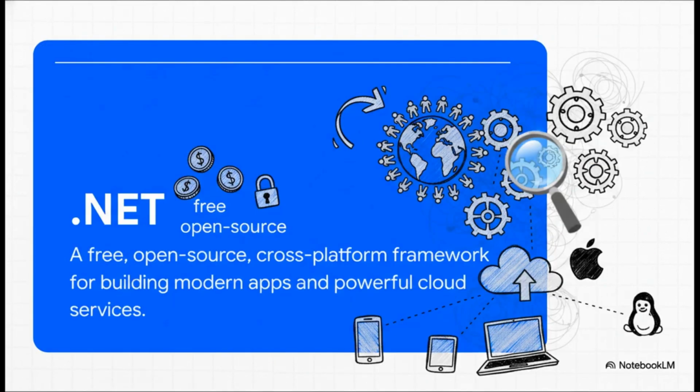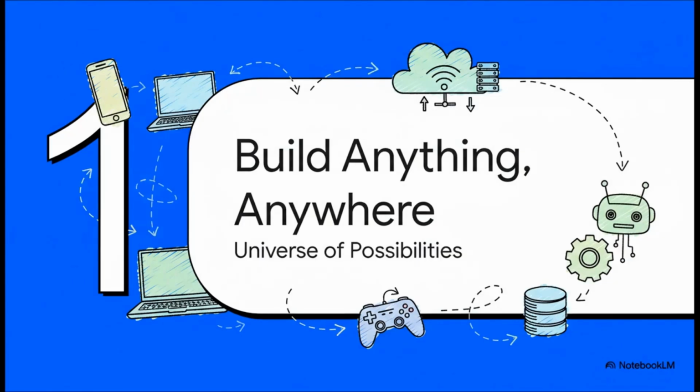Okay, so let's break this down, because every single word here is kind of a game changer. Free means you can start today with 0 cost. Open source means it's built out in the open by a worldwide community on GitHub. And cross-platform, well, that's the big one. It means you write your code and you can run it just about anywhere, Windows, macOS, and Linux. And that leads us right into our first big topic. We're going to explore what building anything with .NET actually looks like. And trust me, the scope here is, well, it's pretty staggering.